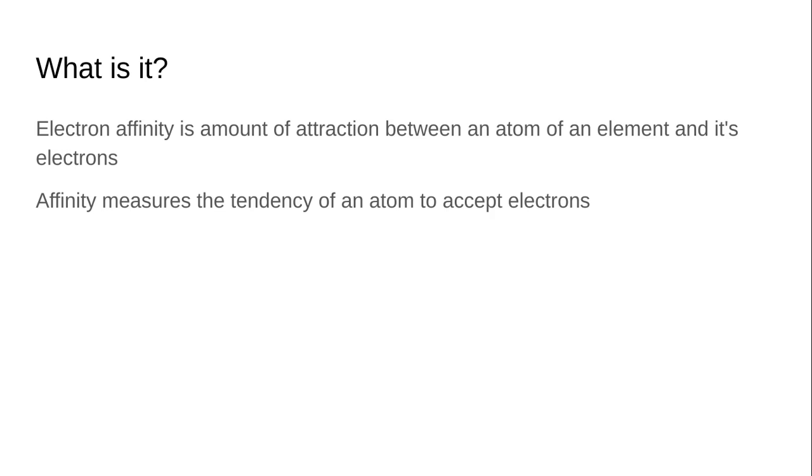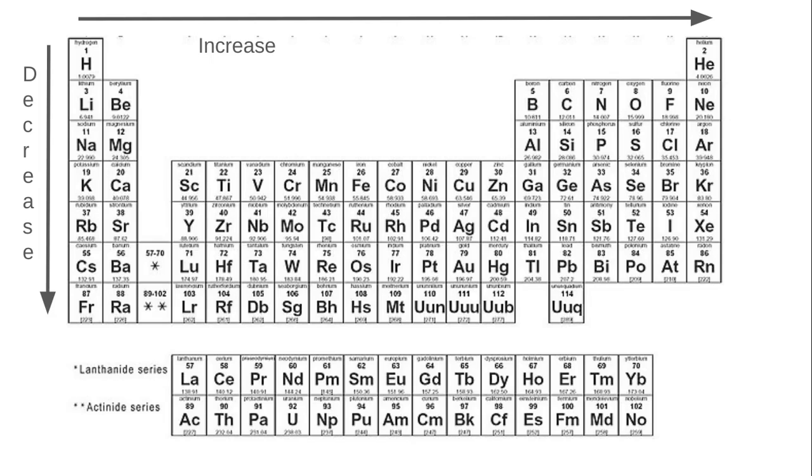So quickly, what is it? Electron affinity is the amount of attraction between an atom of an element and its electrons. And pretty much affinity just measures the tendency of an atom to accept the electrons to make it a full 8 valence electrons. So what are the rules that go with it? This is just the main one right here.